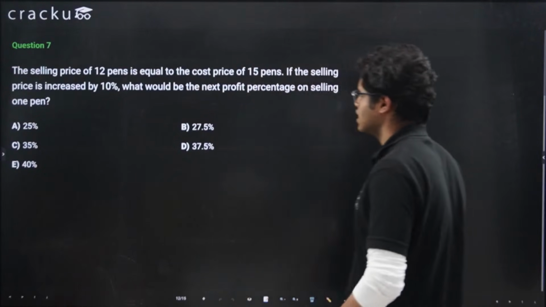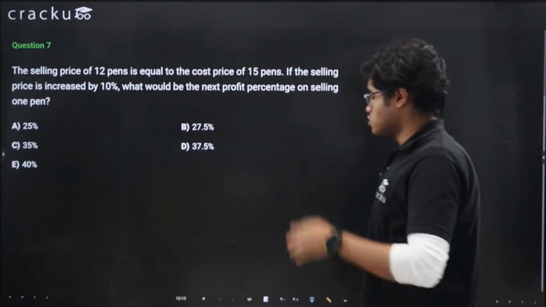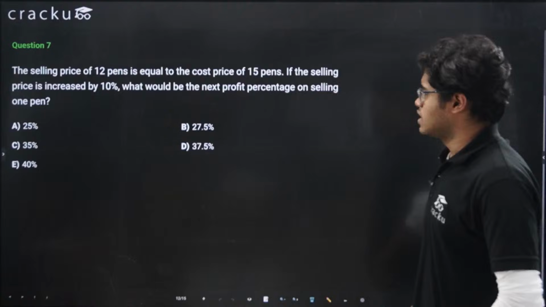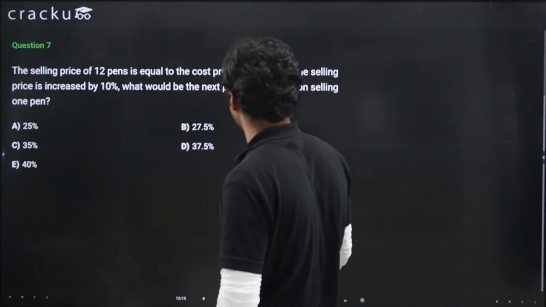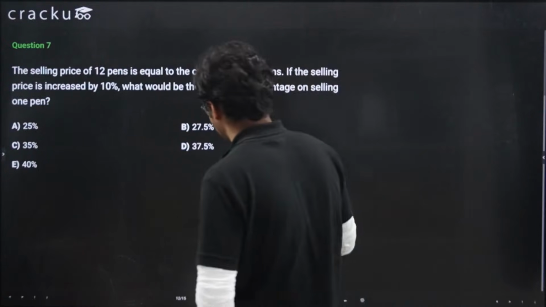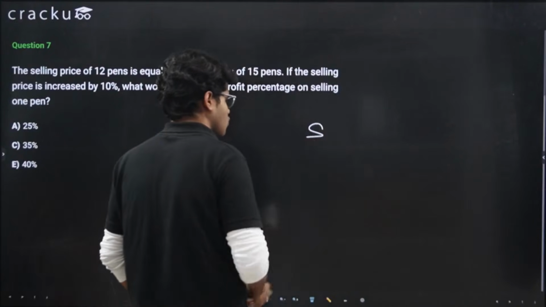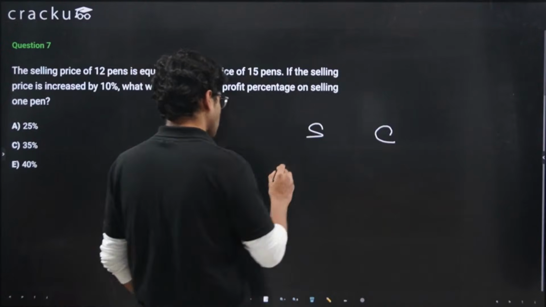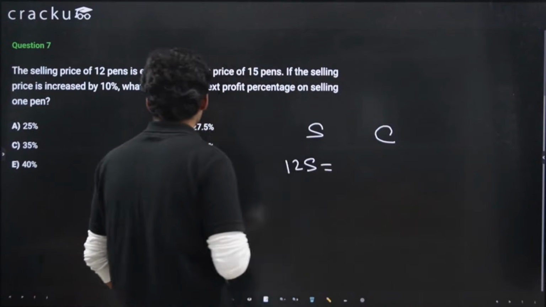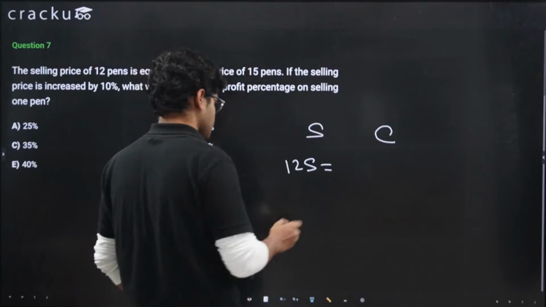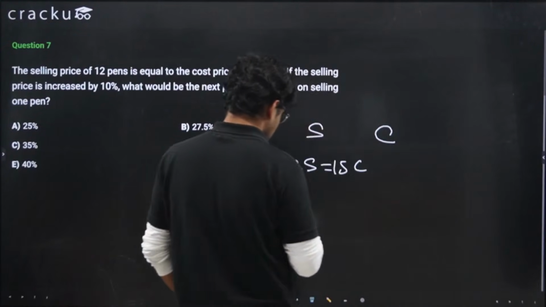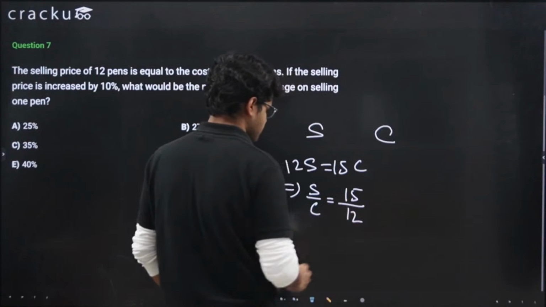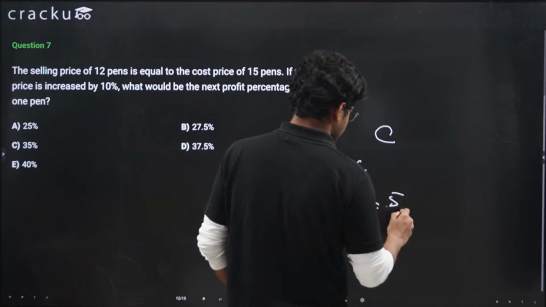Someone is answering D. Let's see. In this question, it is given the selling price of 12 pens is equal to the cost price of 15 pens. If the selling price is increased by 10%, what will be the new profit percentage on selling 1 pen? Okay. Let's say the selling price of 1 pen is S, the cost price of 1 pen is C. So 12S is equal to the cost price of 15 pens, which is 15C. So S by C is 15 by 12, which is 5 by 4.